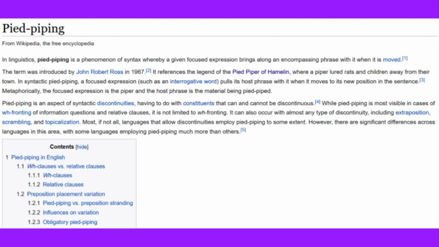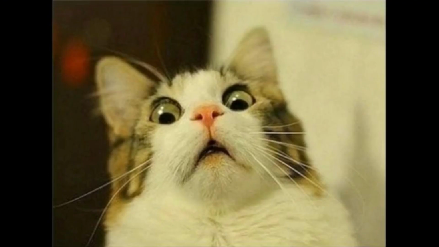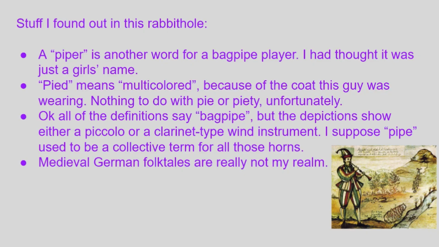The term was introduced by John Robert Ross in 1967. It references the legend of the Pied Piper of Hamelin, where a piper lured rats and children away from their town. Okay then, I now have a lot of questions. Here's everything else I found out in this rabbit hole.